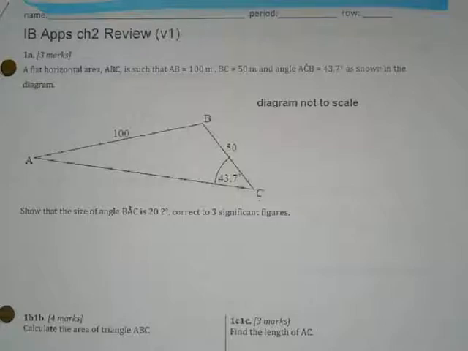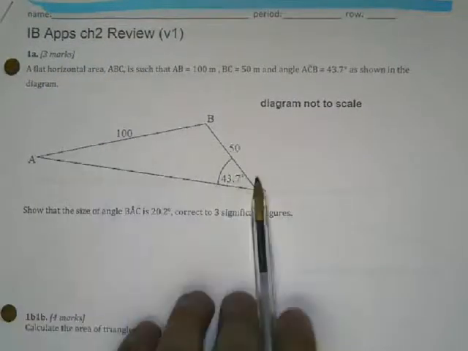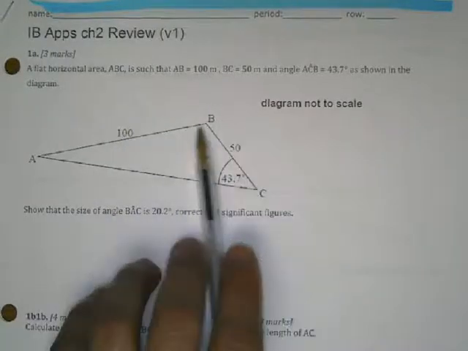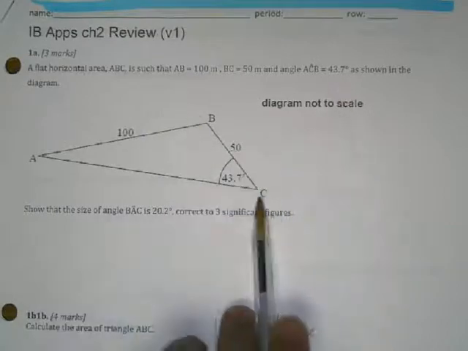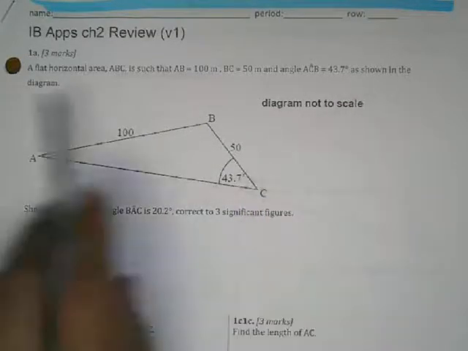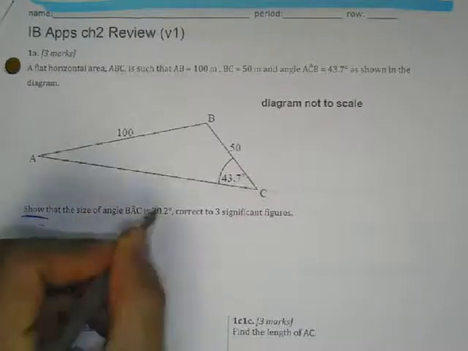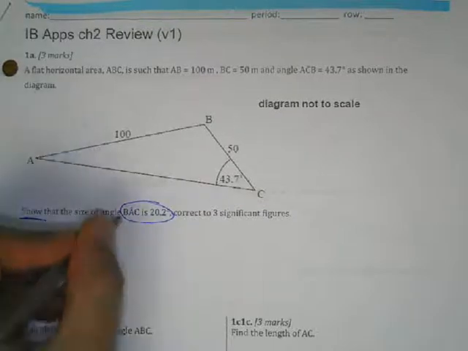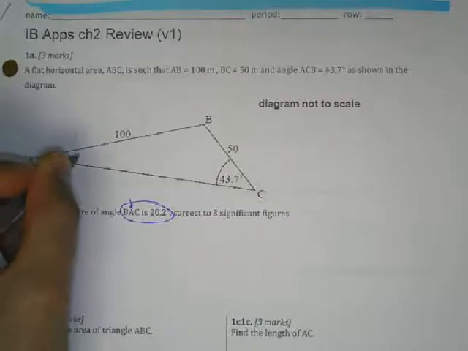All right, here's the first page of this IB Apps Chapter 2 review. You've got a flat horizontal area such that A to B is 100, B to C is 50, and angle ACB is 43.7, as shown in the diagram. Show that the angle BAC is 20.2 degrees.